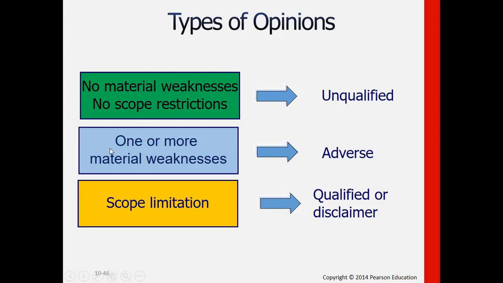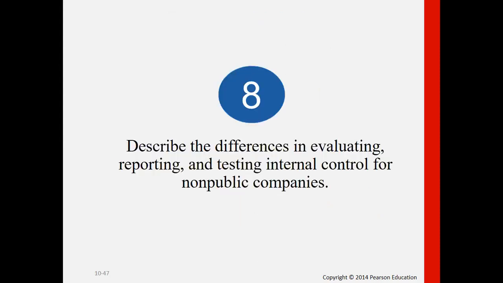Then if there are one or more material weaknesses, but again, also no scope restrictions, then that would be adverse. But if really there's scope limitation, it's either qualified, depending on that. If the scope limitation is immaterial, we can just have that as our qualified, so except for a certain item, provided not material. And then disclaimer, if again, material scope limitations.